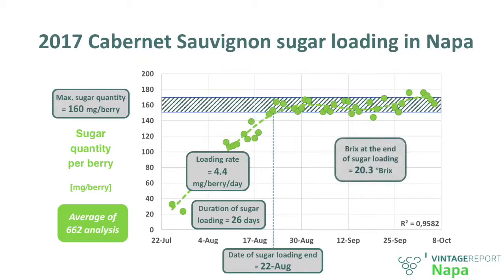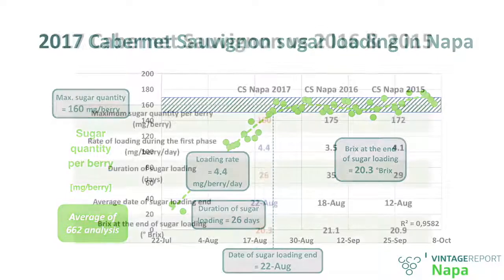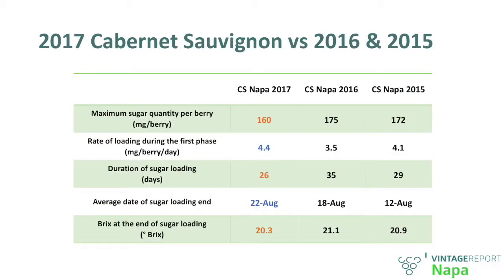And then the results: at the end of sugar loading, the beginning of the plateau, the brix was close to 20.3 brix, which is a little bit low. As a comparison with the last two vintages, what is relevant for 2017? First of all, the maximum sugar quantity per berry is lower. You can see that on the slide. The duration of loading was shorter. The average date of sugar loading end was a little bit later, and the result is a lower brix at sugar loading.